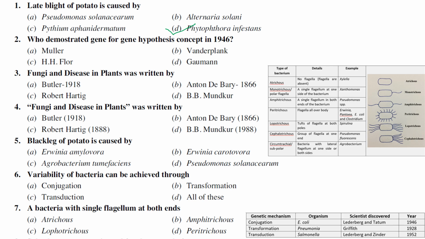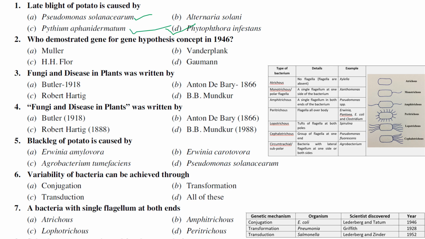Generally, Pseudomonas solanacearum causes bacterial diseases. Alternaria solani, Alternaria kind of diseases, if you see, in vegetables and other kinds of diseases. And Pythium generally causes damping off diseases.